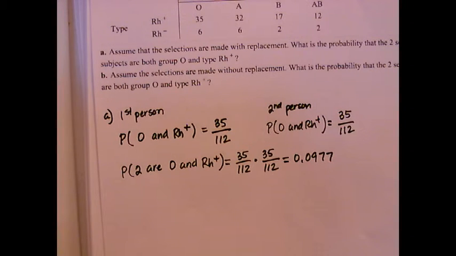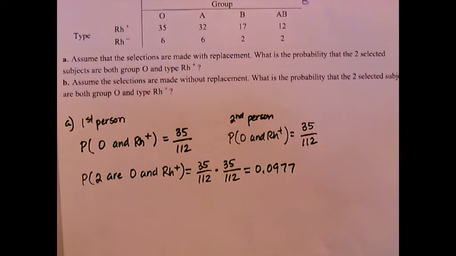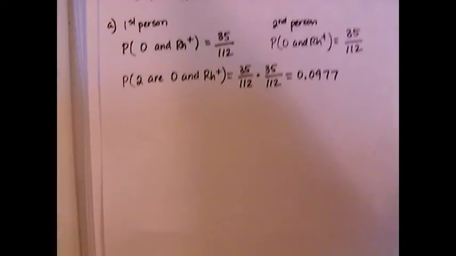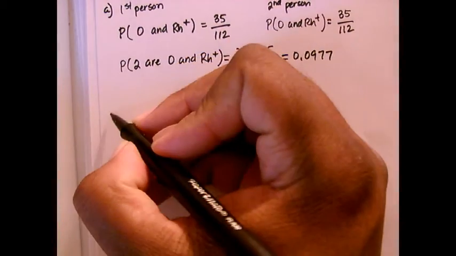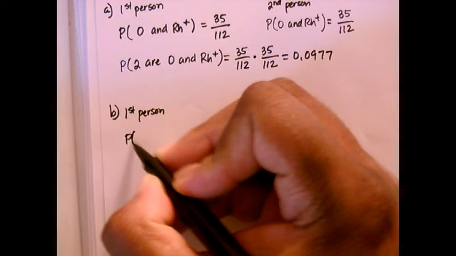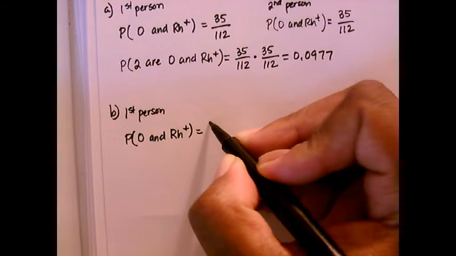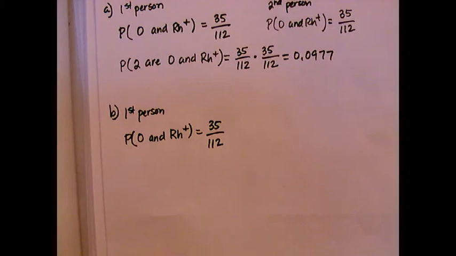Now part B, you want to assume that the selections are made without replacement. And you want to find the probability that the two selected subjects are both group O and type Rh plus. Okay, so now in this case, for the first person, the probability of selecting the first person that is of both group O and type Rh plus, that's 35 over 112. Okay? Now, that person will not be considered again. So we're not going to put him back into the pot for selection.